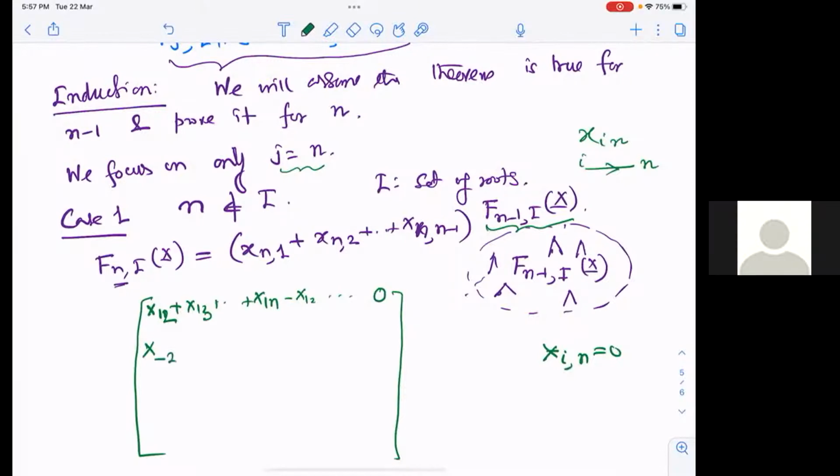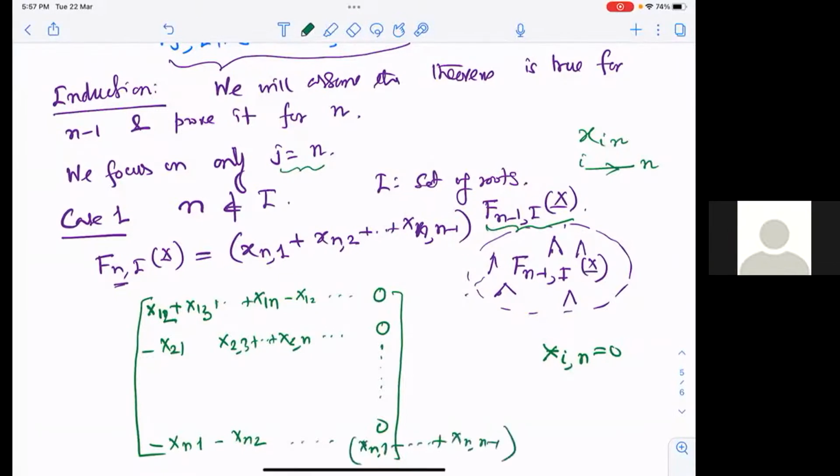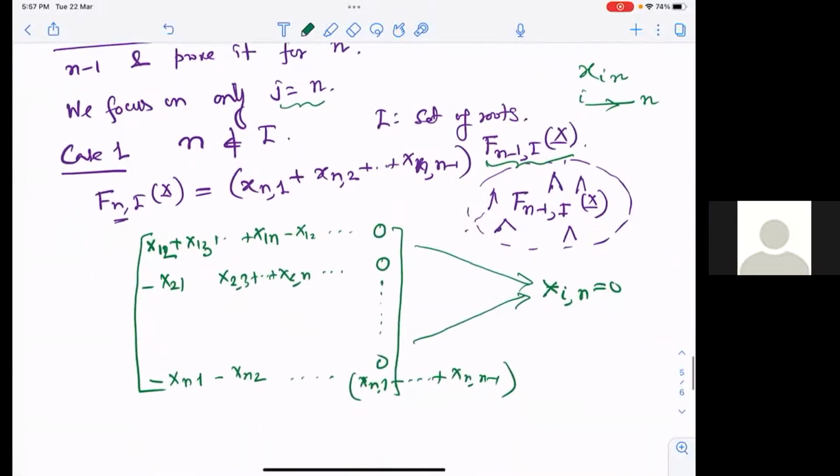Similarly, minus x21, x23 plus x2n, dot dot dot, and this term was minus x2n. This is also 0. So this is 0, 0, 0. Everything is 0. And the last row was minus xn1 minus xn2, and so on, xn1 plus xn minus 1. All these columns are 0 because of this property. True?